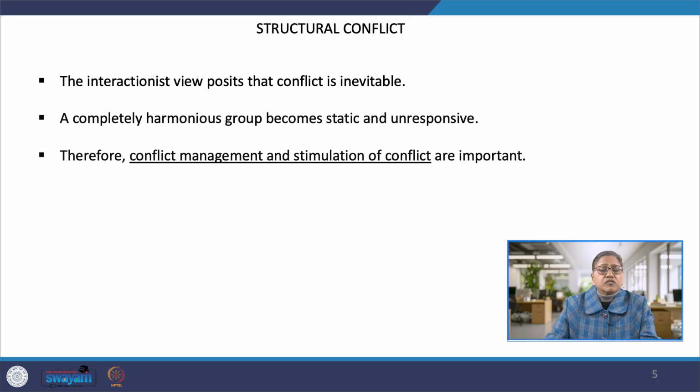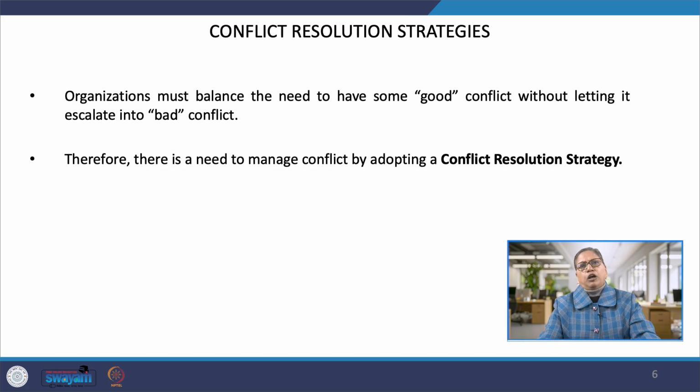With respect to this, the focus of this lecture will be how to manage conflict with conflict resolution strategies and also stimulate conflict, which is necessary and important for organizational performance. To begin with, we will understand conflict resolution strategies. Organizational conflict can escalate and sour an organization's culture. So, therefore, managing conflict is very important.